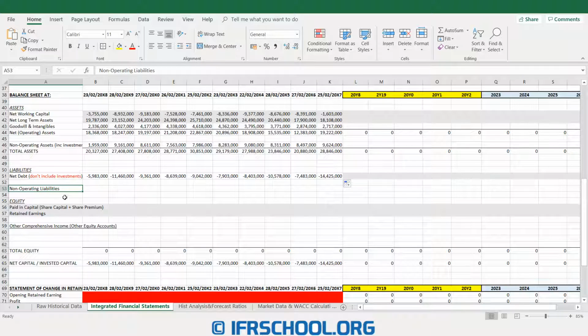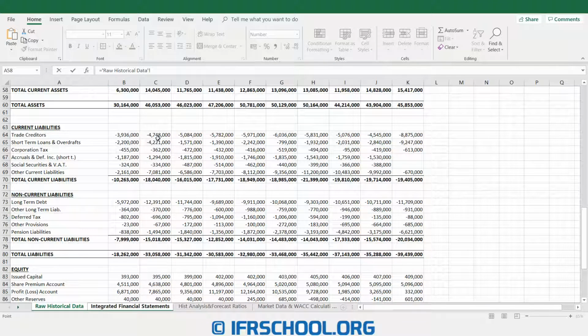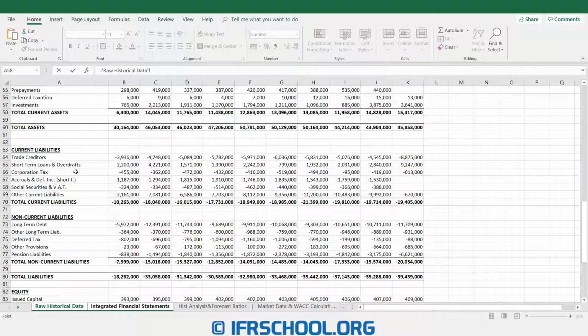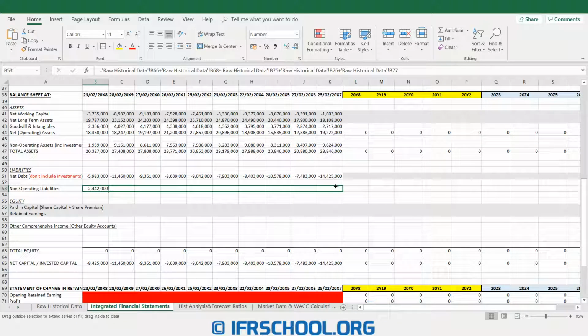I will use the non-operating liabilities line item to include any other liability accounts that have not yet been included in the other liability line items. From current liabilities, I will include corporation tax and Social Security and VAT. And from non-current liabilities, I will include deferred tax liabilities, other provisions, and the company's pension liabilities.